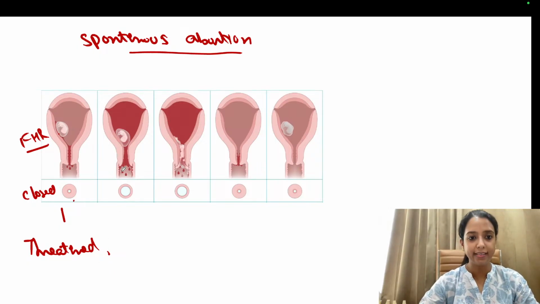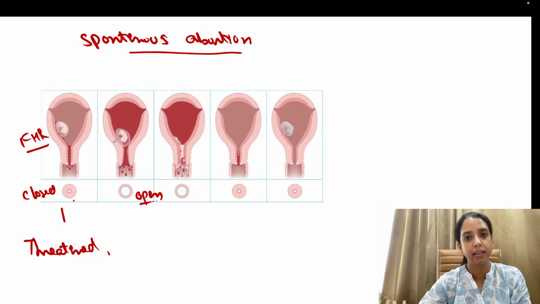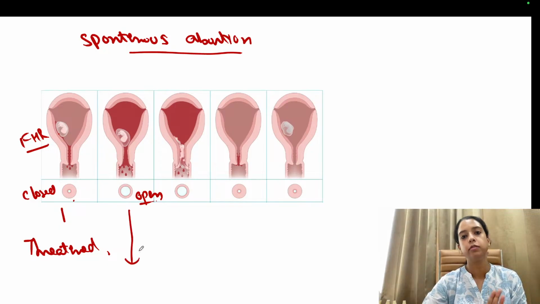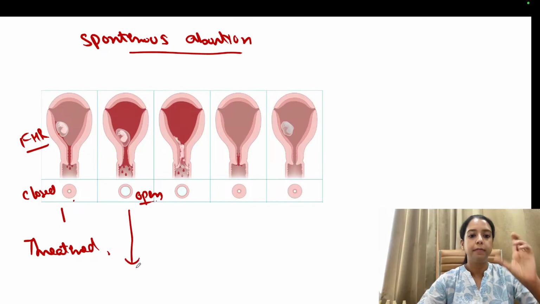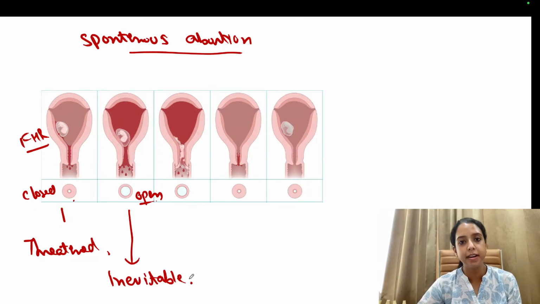Okay? What is this? The os is open, the patient is bleeding but the os has opened, though the G-sac is fine and the fetal heart is fine. But the os is open, I can't stop this abortion process. When the os is open, abortion will happen. So it is inevitable abortion. I can't prevent it, it is inevitable when the os is open.